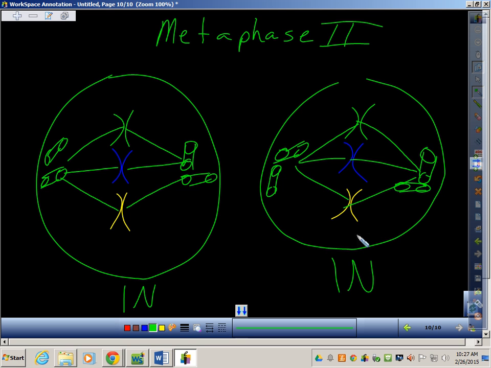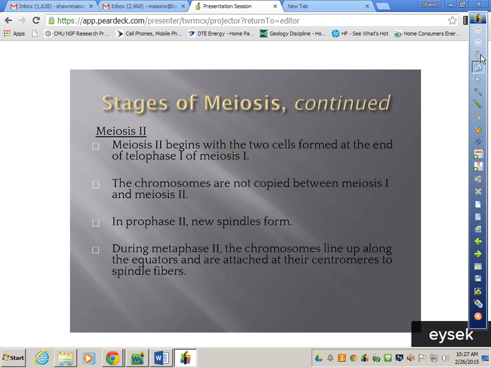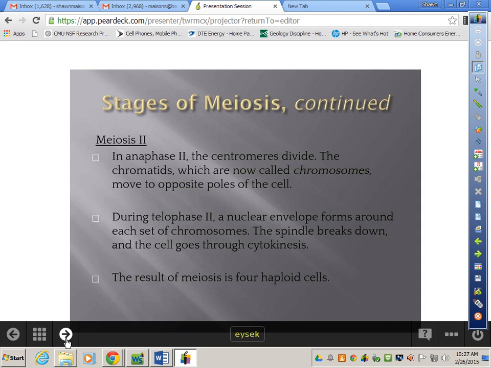What's the next step, do you think? Pull them apart, right? Anaphase 2. Okay. So in anaphase 2, the centromeres divide and the chromatids, which are now called chromosomes, move to opposite poles. Well, remember, after anaphase happens, we say they're their own chromosome. What does that look like?